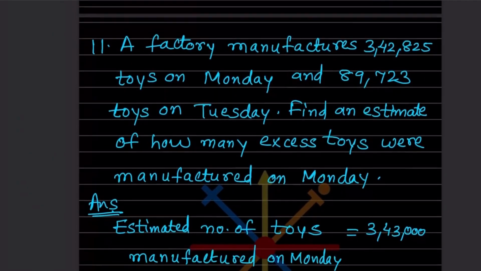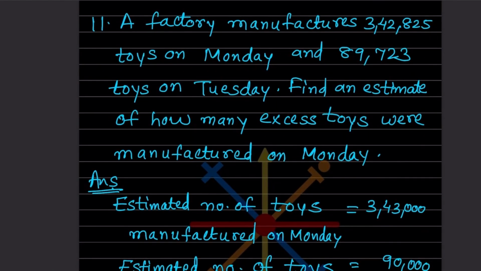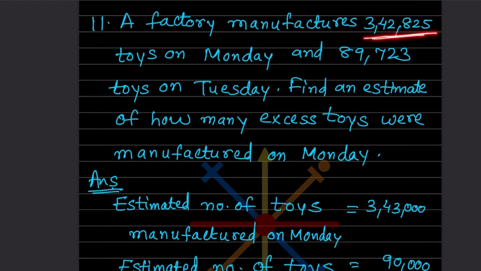There's one more problem, and this will be the last problem. So now look here. A factory manufactures 3,42,825 toys on Monday and 89,723 toys on Tuesday. We have to find the estimate of how many excess toys were manufactured on Monday. So, the estimated number of toys manufactured on Monday.